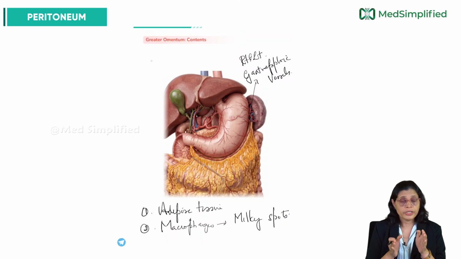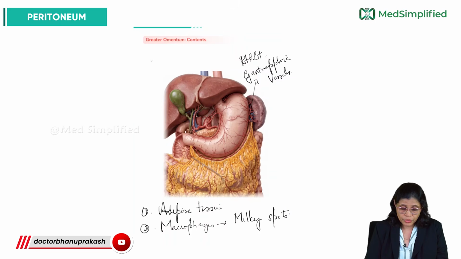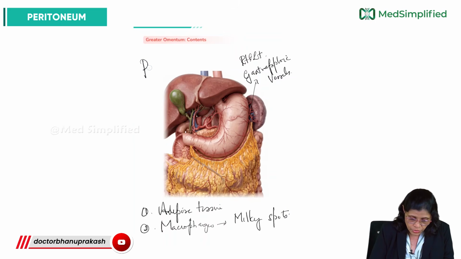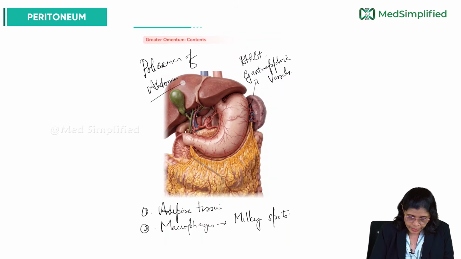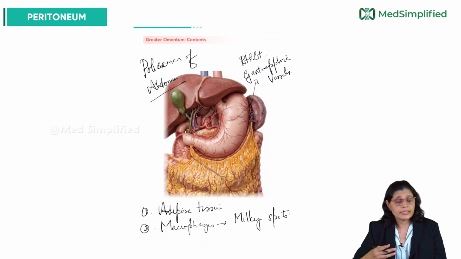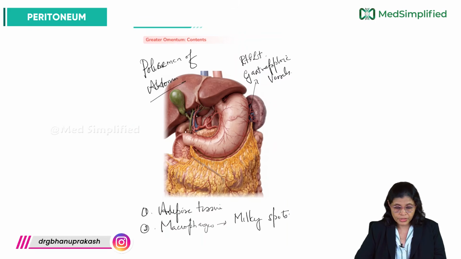Because of this, we call the greater omentum the policeman of the abdomen. So the greater omentum is also called the policeman of the abdomen. Other than this, it is also used as a grafting material by surgeons.